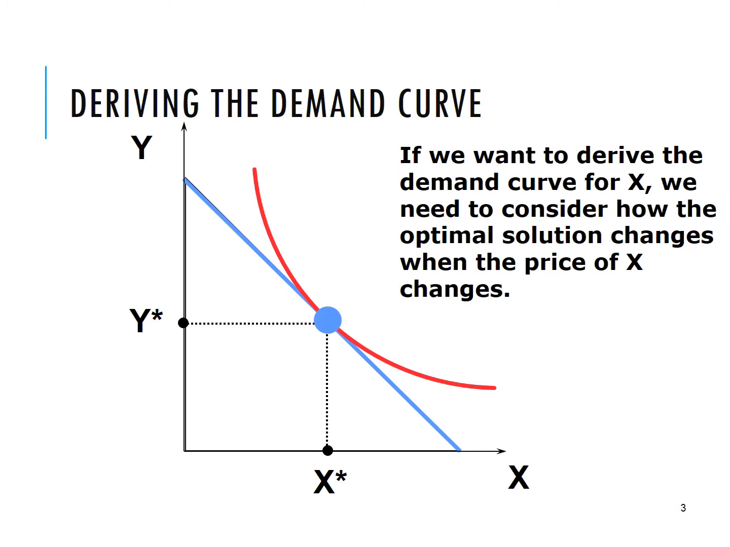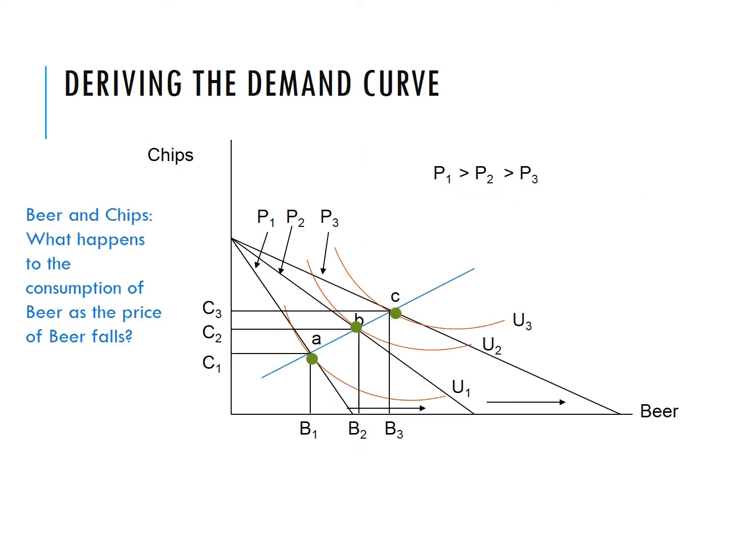So, we have two goods, x and y. Let's suppose we want to derive the demand curve for x. Then we need the price of x to change so that we can then determine what happens to our consumption of x. So let's look at two goods. In this case, we have beer on the x-axis, chips on the y-axis. And I want to know what happens to my consumption of beer when the price of beer falls.